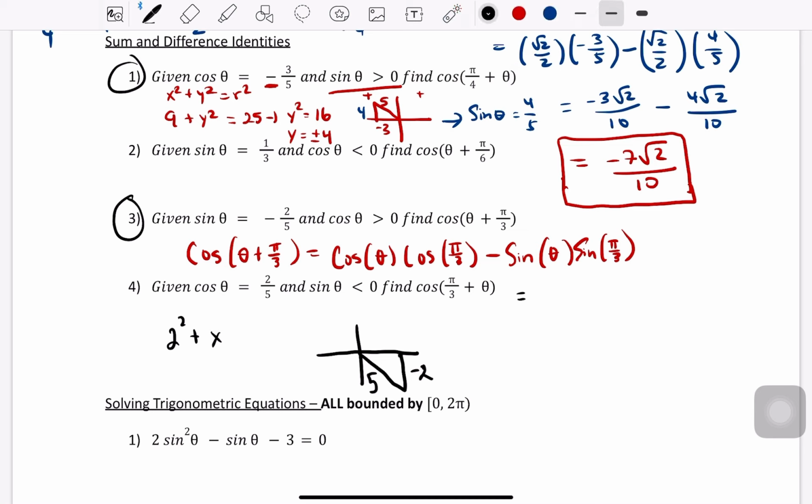So 2 squared plus, we're not looking for x squared in this case, we're looking for y squared, is equal to 25. So that means we're going to have y squared is equal to 21. I just subtracted 4 to the right. So then that means that y is equal to radical 21.